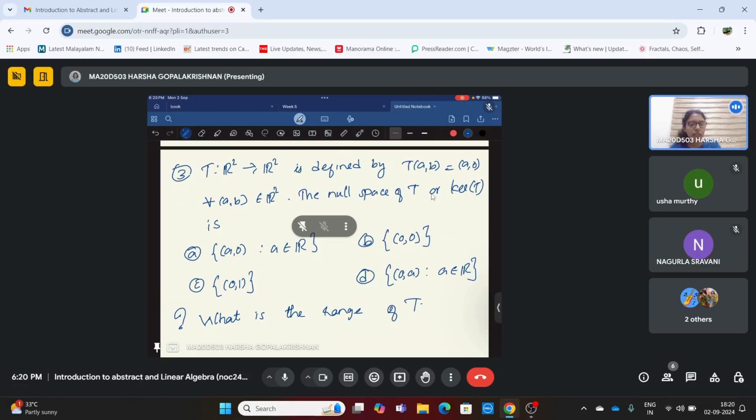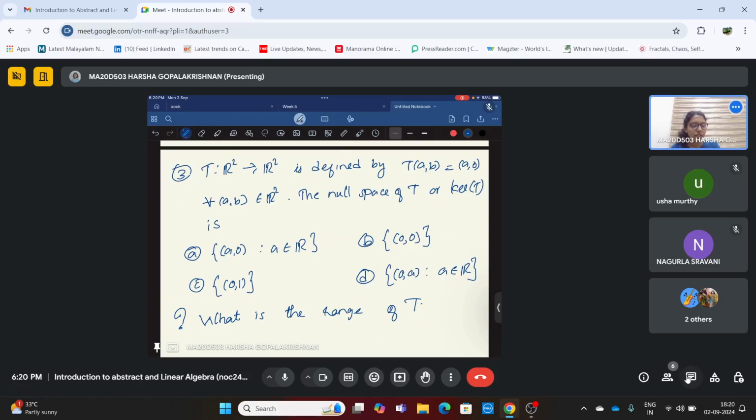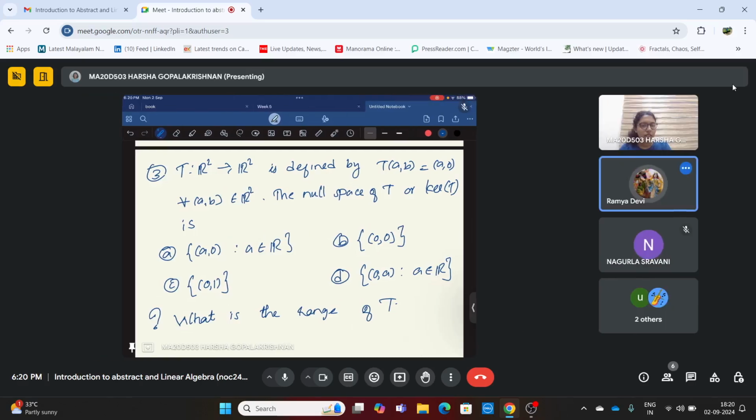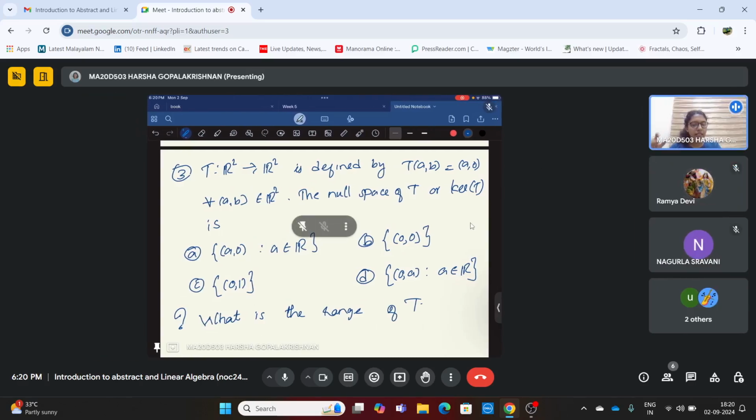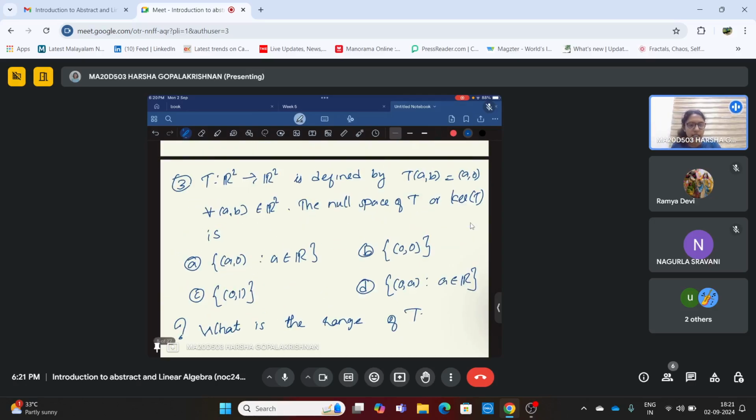What is the null space of a linear transformation? Zero element. Yeah, the elements which are going to the zero element, right? Null space means not just the zero element, but the elements from the domain space which are all mapped to zero. Okay, so let's see the question.